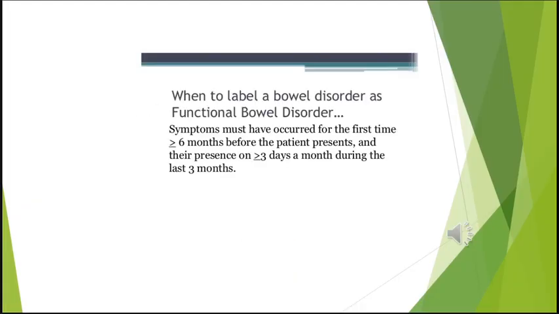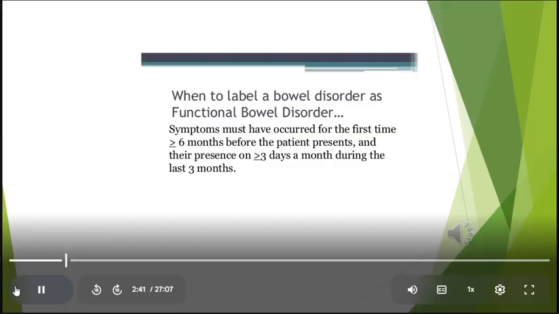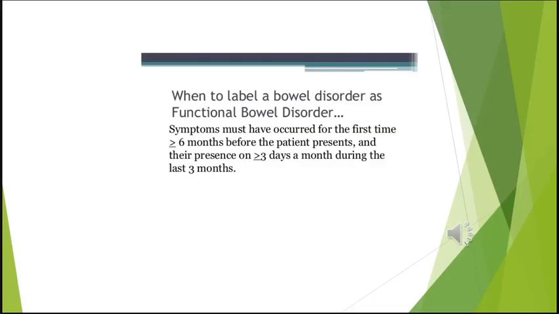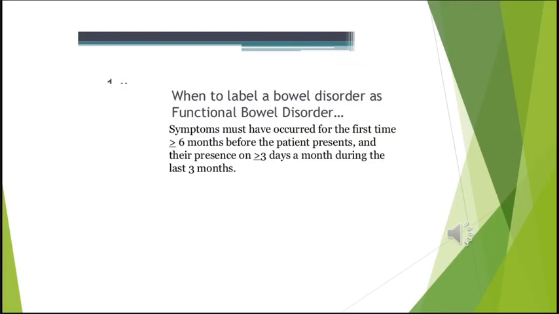Part of your readings for Pelvic 3 includes the Rome criteria for understanding bowel disorders, and the reading that I have posted is for irritable bowel syndrome. We need to know when to label a bowel disorder as a functional bowel disorder. Generally, the symptoms must have occurred for the first time greater than 6 months before the patient presents, and their presence should be on greater than 3 days a month during the last 3 months. So in other words, it must have been going on for about 6 months, and it needs to be occurring pretty much at least half a week during the last 3 months.